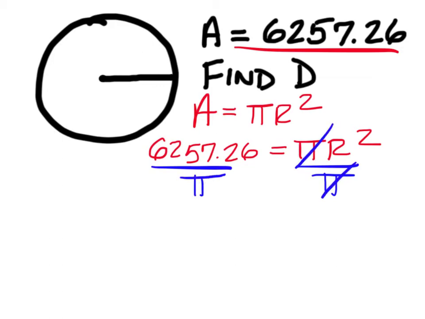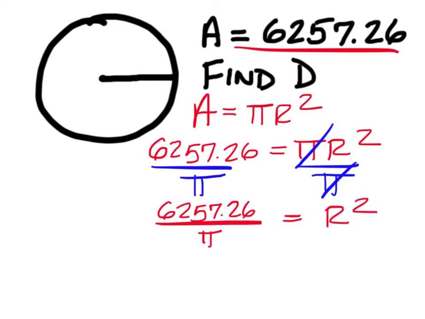Now you're left with 6257.26 over pi, and on the right side just r squared. To undo the r squared, you need the square root of both sides, and that'll leave you with r.